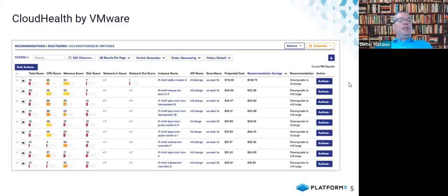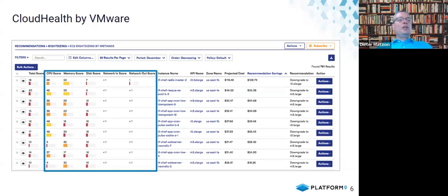Okay, so the first tool that we are going to talk about is CloudHealth by VMware. And I'm going to walk us through the right-sizing user interface. So in the top left, you can see it's EC2 right-sizing by instance. And on the top right, you can see that there's over 700 results. So I'm going to first walk you through the user interface, and then we're going to go over pros and cons. Firstly, let's look at this highlighted section here.